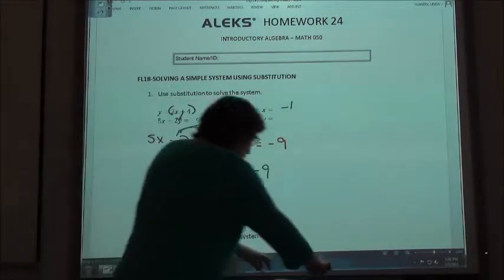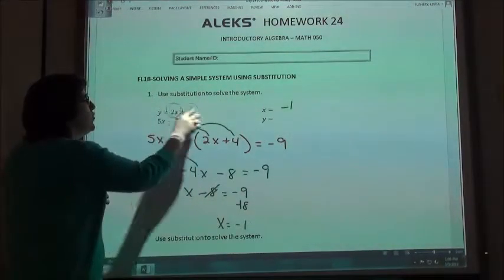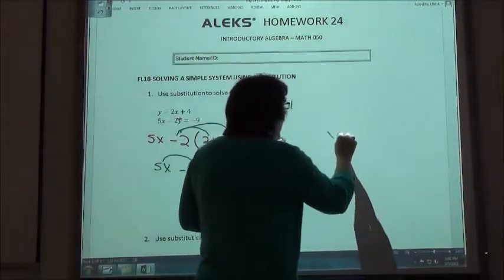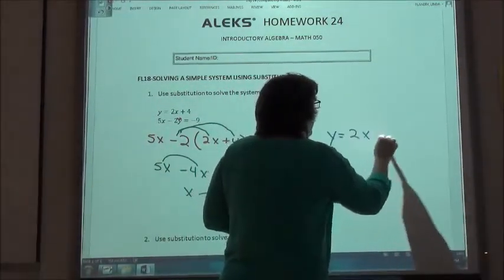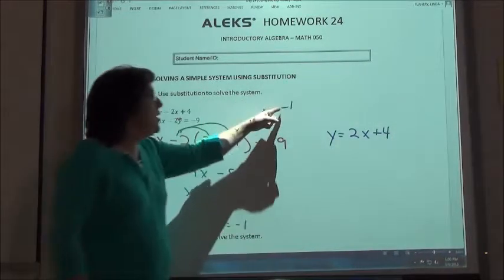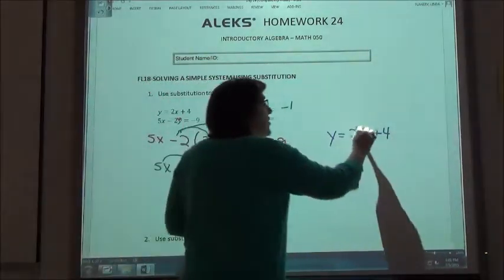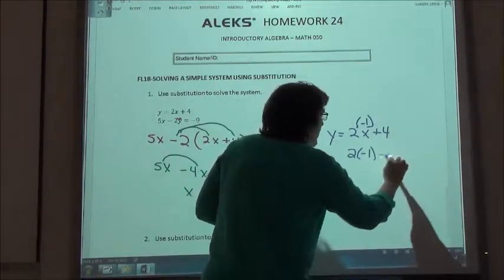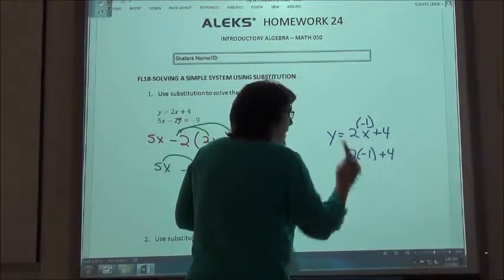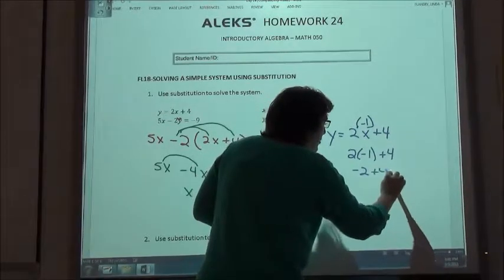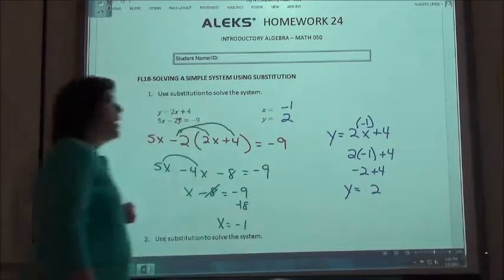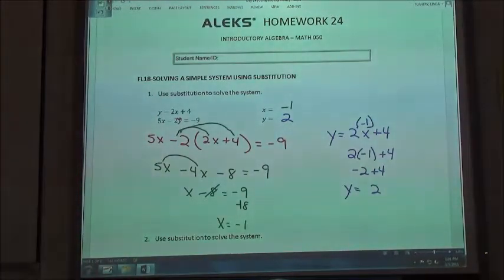So what we're going to do is go back to this first equation that said y is equal to 2x plus 4. But now we know what x is, so we can put the negative 1 in for the x. So 2 times negative 1 plus 4. 2 times negative 1 is negative 2. A negative 2 plus a 4 is a positive 2. y equals 2.